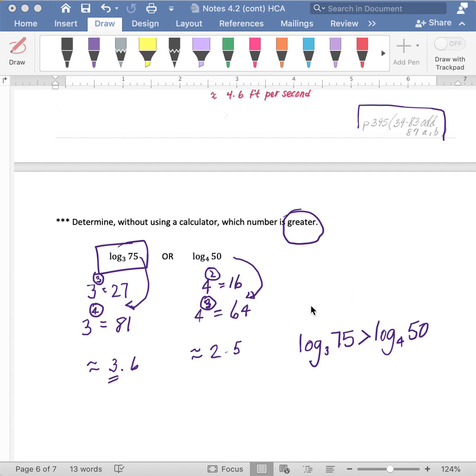So my answer here then is this. Okay, you do not have to write it as an inequality. We're just saying determine without using a calculator which number is greater. Well, log base 3 of 75 is greater. So if you have questions on that, please let me know.